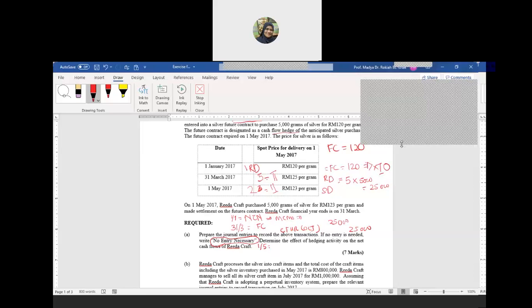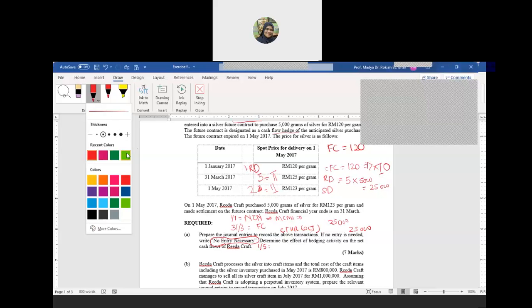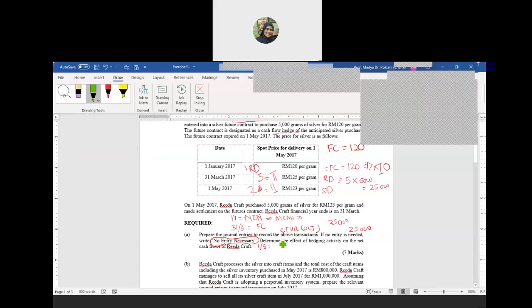The first thing you need to look at is the changes in the value. The change in the value that you have here is 2. Now we're going to prepare the journal entry on 1st of May. On 1st of May, the value has been reduced. So what are you going to have here? What contract do you have there? What will be your debit side? What is your credit side?